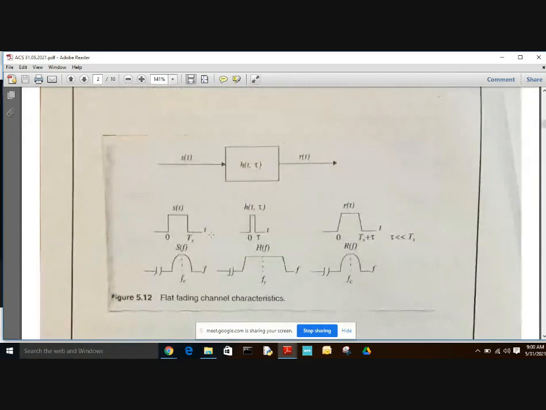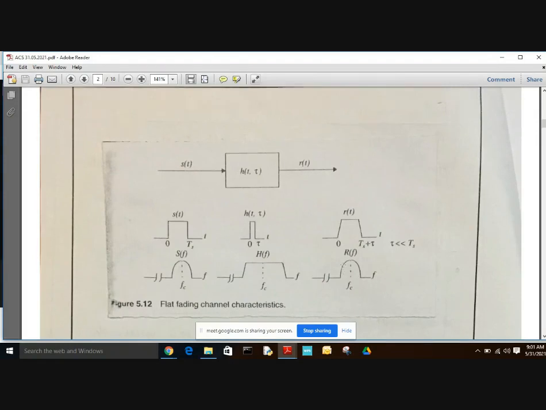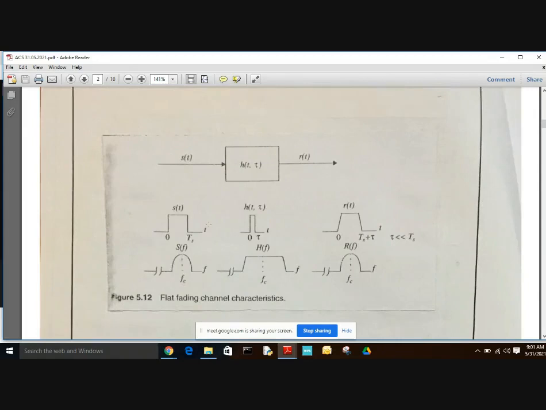Here we can see in the figure this is S of F, and H of F is our channel. So the S of F bandwidth is less than H of F, so only a little fading occurs, or the fading is reduced in the case of flat fading. And S of F is similar to R of F, which is the received signal. In flat fading, all the frequency components fade equally. Here we can see that signal bandwidth is less than channel bandwidth.